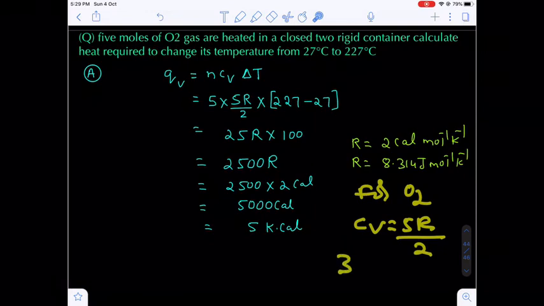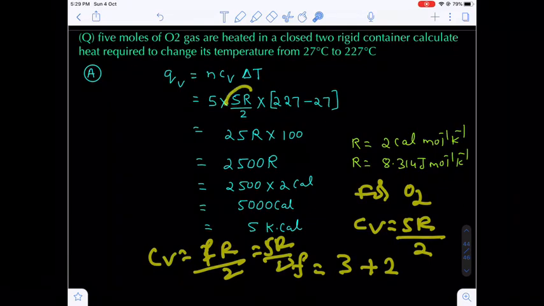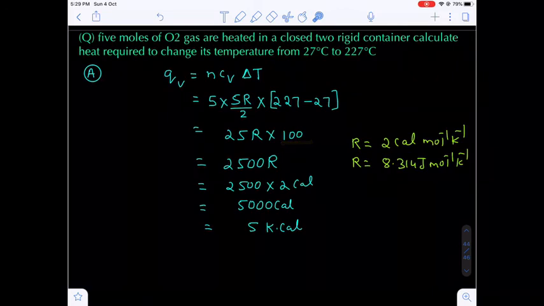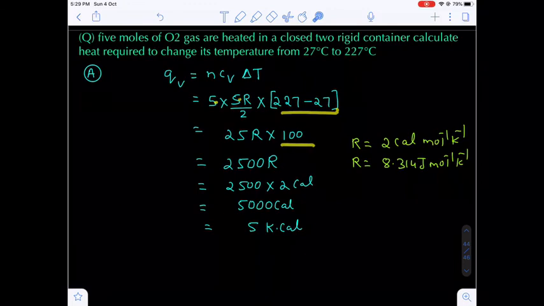Because 3 translational degrees of freedom and 2 rotational degrees of freedom, so total number of degrees of freedom will be 5. So CV is equal to f into R by 2, that means 5 into R by 2, that is 5R by 2. Now what is the temperature difference? 227 degrees minus 27 degrees. So the overall final answer will be 5 5s are 25, 25 into 227 minus 27, that is 200. 200 by 2 means 100. That means 2500 into R.